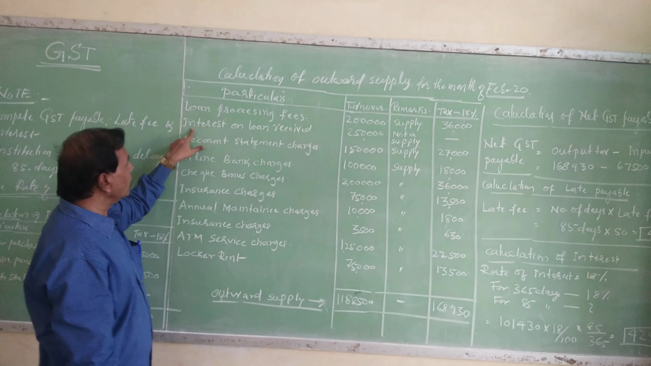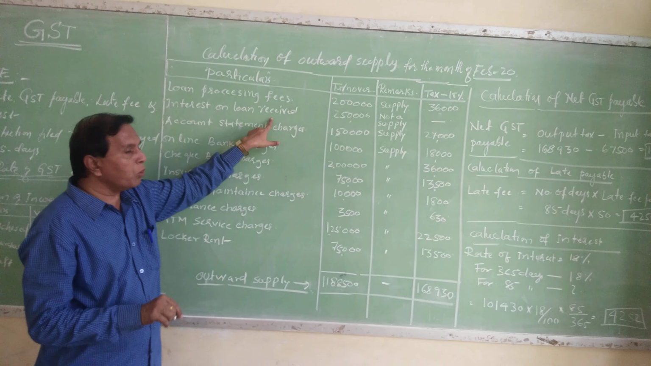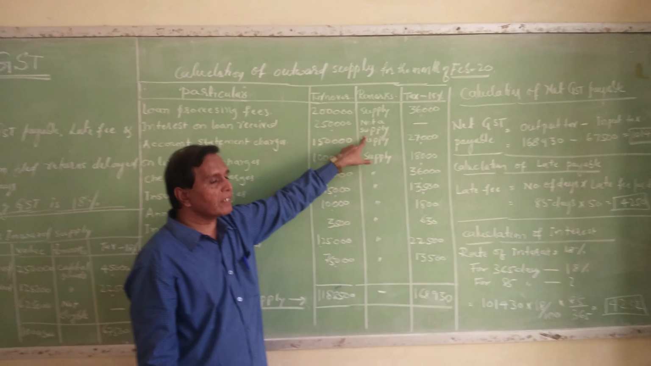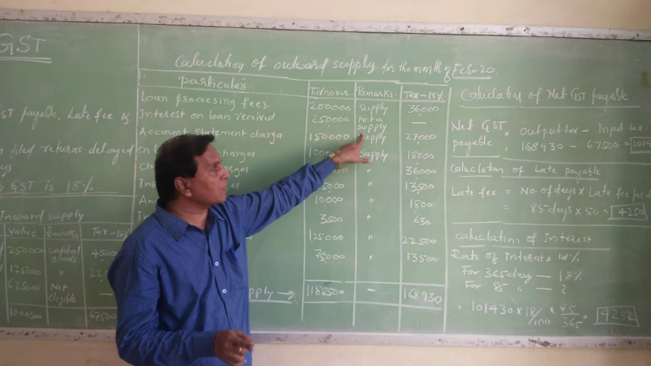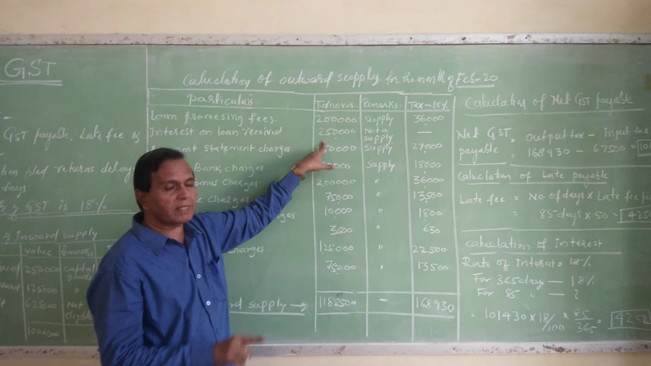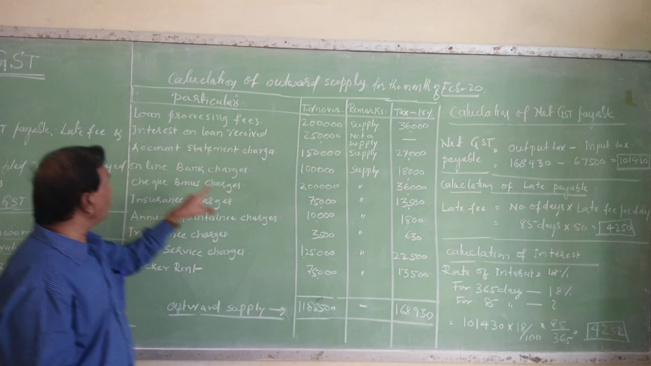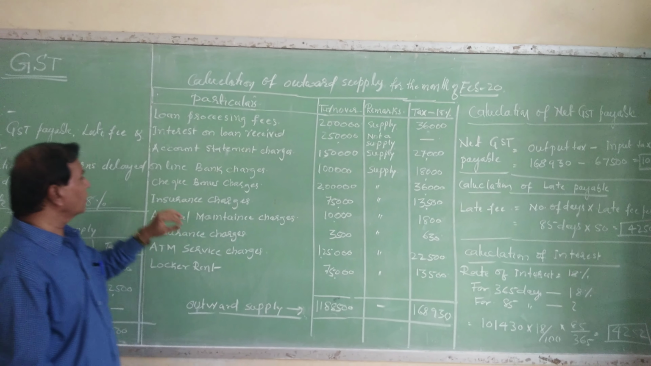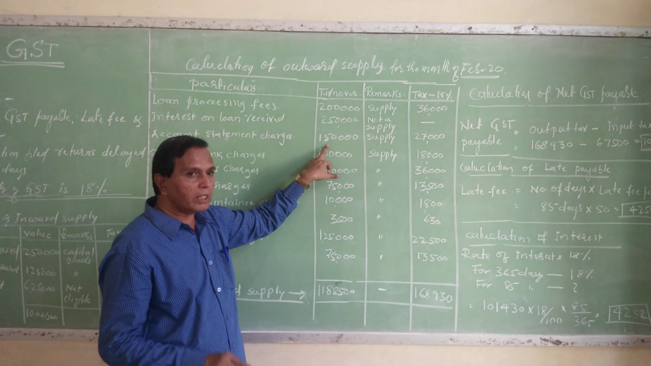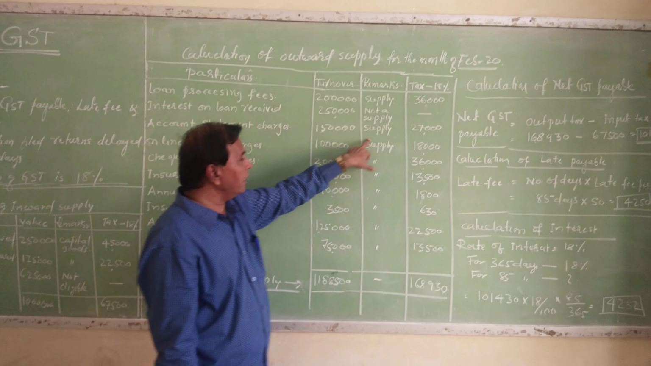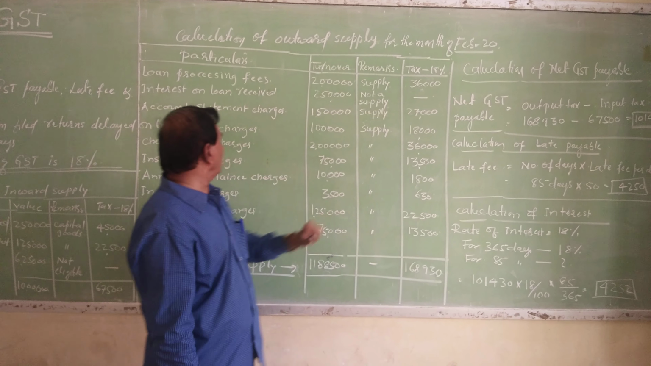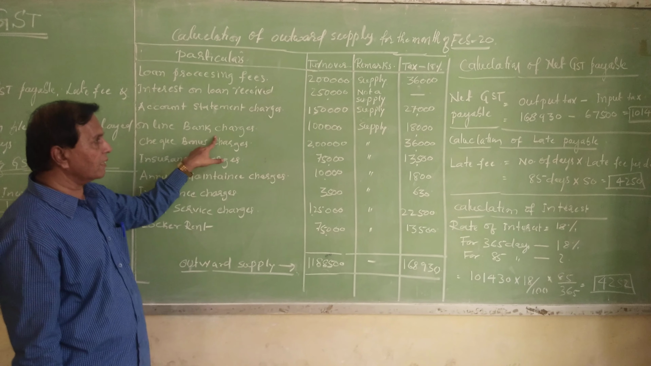Next one is interest on loan received. This amount is received by the institution. It is 2,50,000. It is not a supply, so there is no GST taxable at the rate of 18% on 2,50,000. That means GST is not chargeable on the interest on loan received. Then account statement charges 1,50,000. It is known as supply, and 18% is chargeable on 1,50,000. It becomes 27,000.